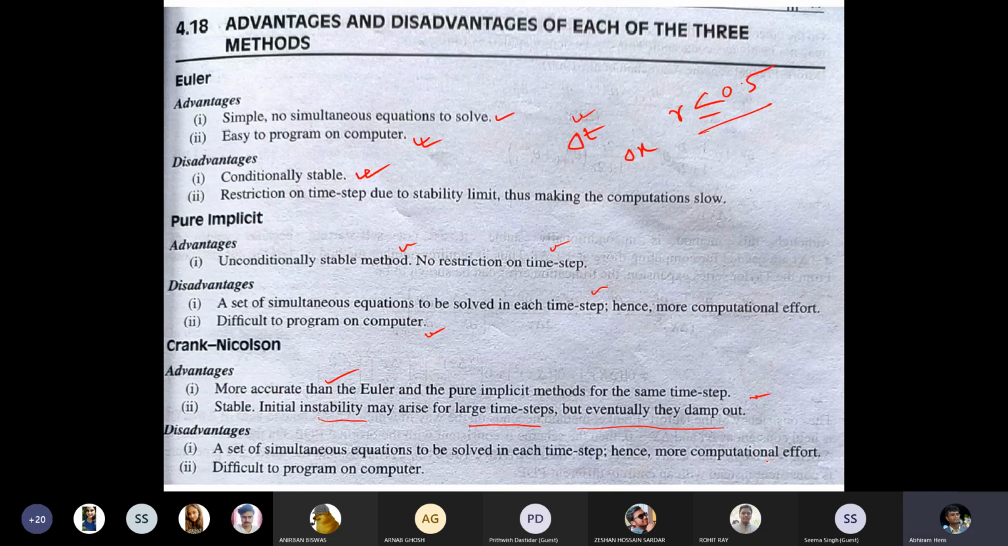Here you need to choose a particular scheme, either Euler or pure implicit or Crank-Nicholson, and you need to go for it. So this is all about how unsteady equations can be solved, which is now shown.